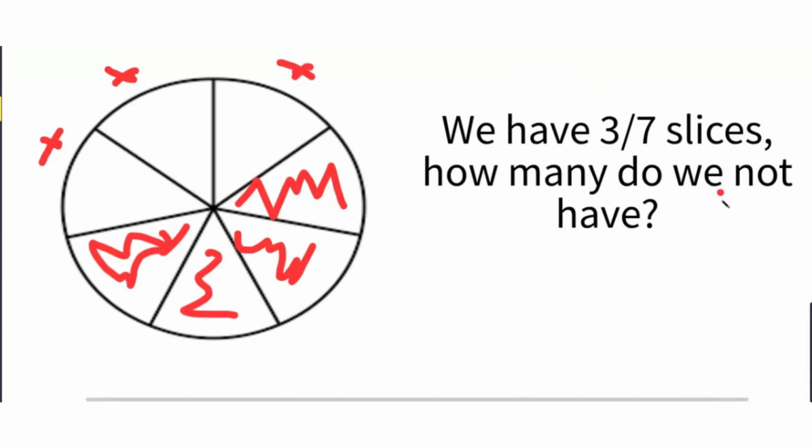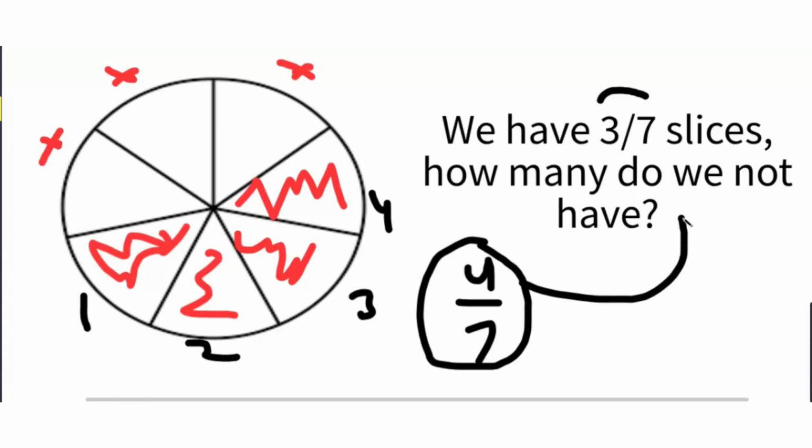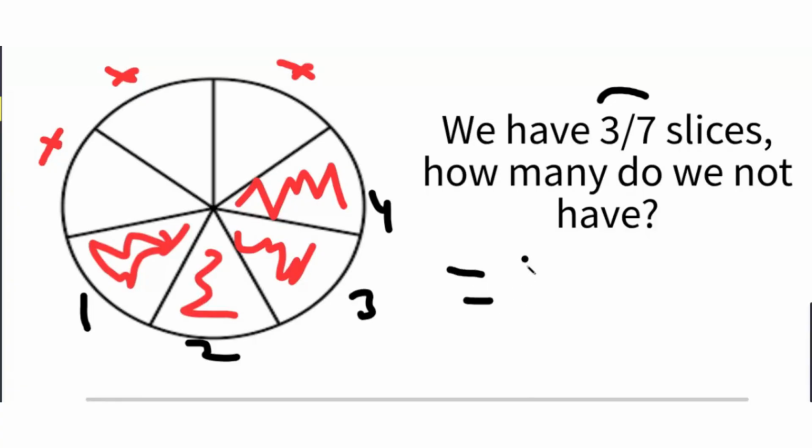This still doesn't answer the question. This doesn't answer how many we don't have. But it does. Remember, 3/7 just means that we have 3 shaded in. So this just means we have 1, 2, 3, 4 shaded in. 4 out of 7. Don't get confused here though. This 4 out of 7 does not mean how many we have. This is how many we do not have. So the answer to this question is 4 out of 7 slices.